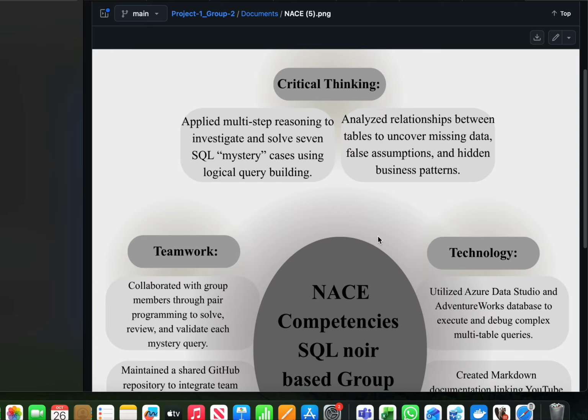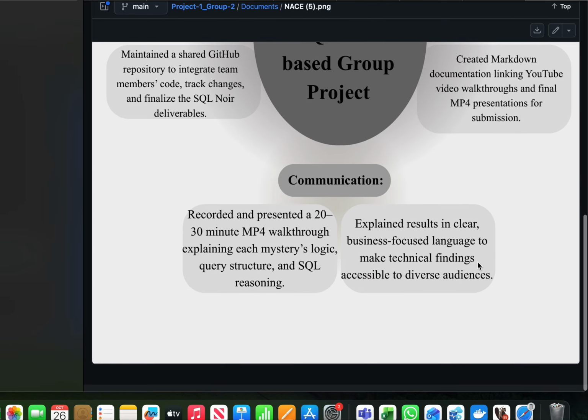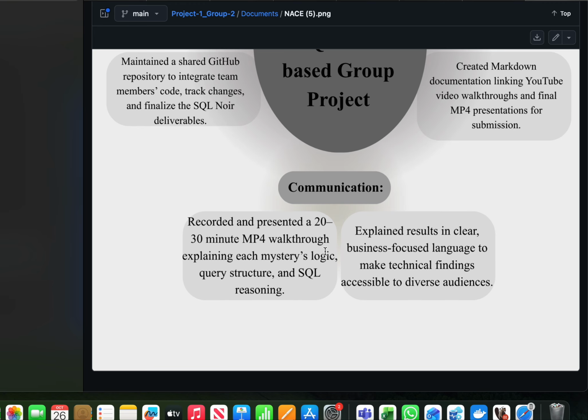So this was critical thinking, teamwork, technology, and communication that I just explained for our NACE competencies.